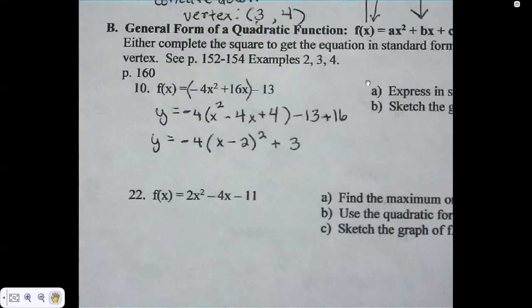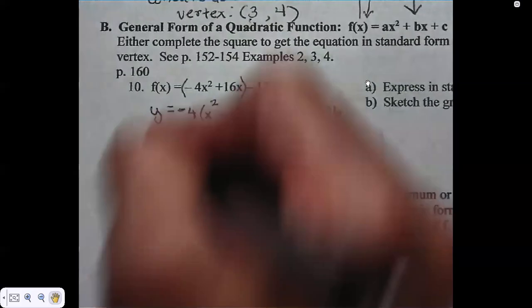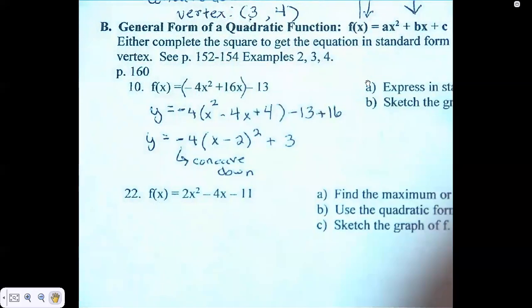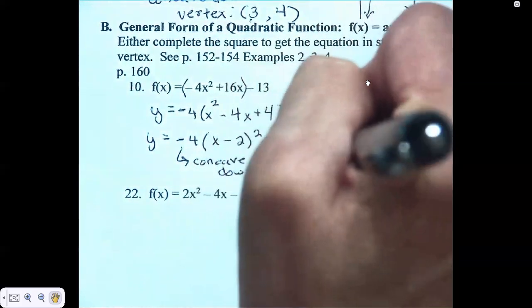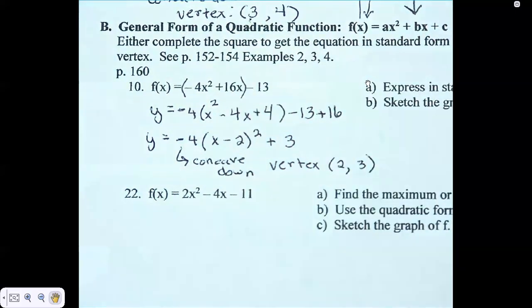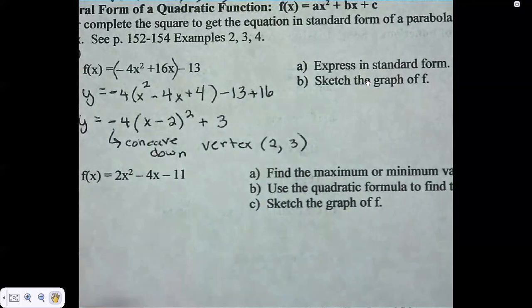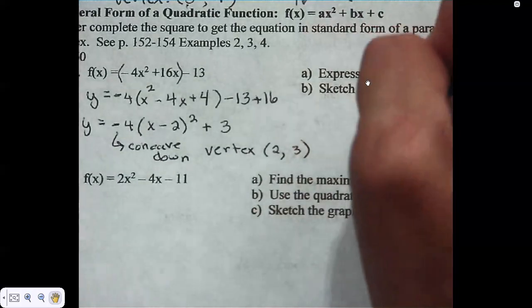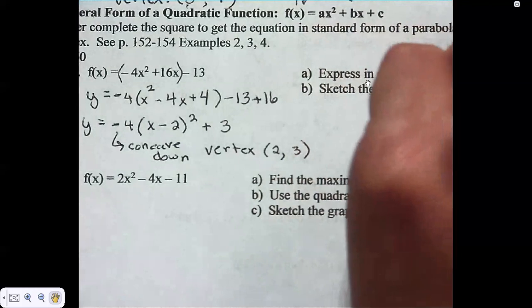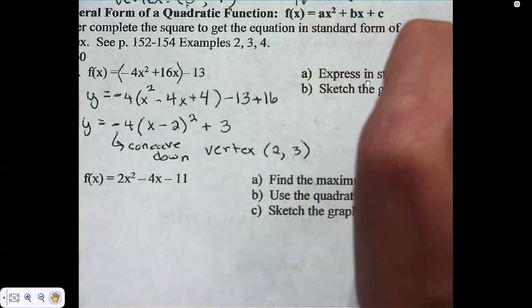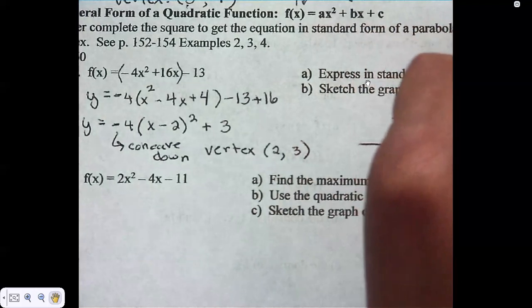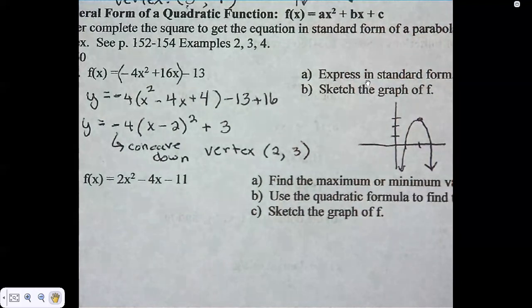Which is a parabola that opens in which direction? Down. With vertex positive 2, positive 3. So if all I ask you to do is sketch the graph, you have a concave down parabola with vertex 2, 3. That's good enough. Any questions?